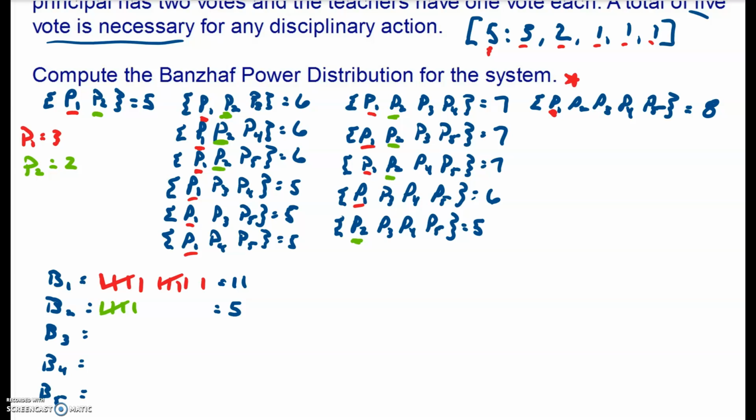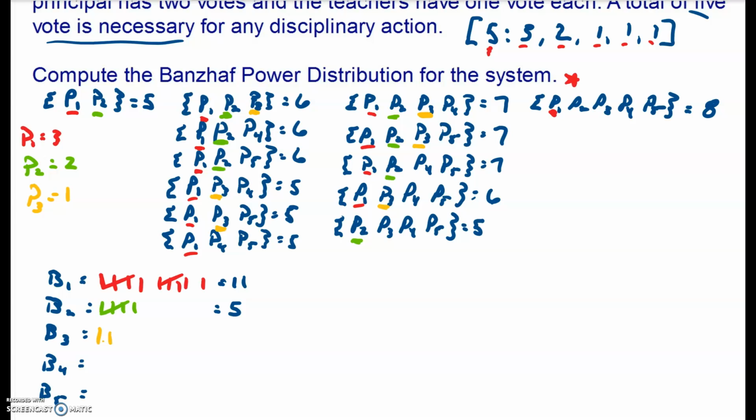Now I go on to player 3, who has a total weight of 1. Now I go through all of my coalitions that have player 3. 6 minus 1, not critical, because 6 minus 1 is 5, and 5 will pass. 5 minus 1, critical. 5 minus 1, critical. 7 minus 1, not critical.